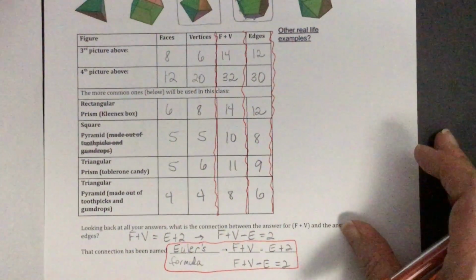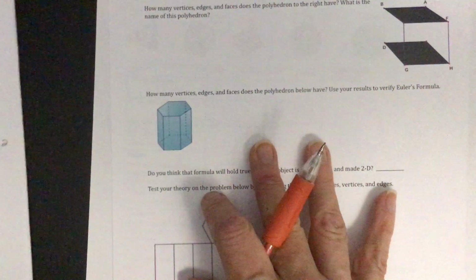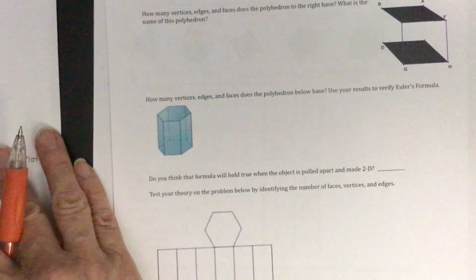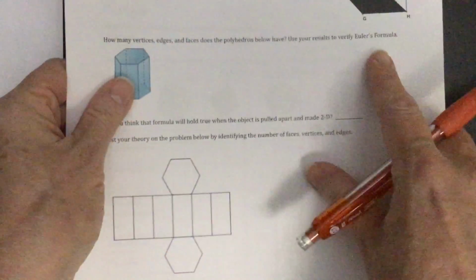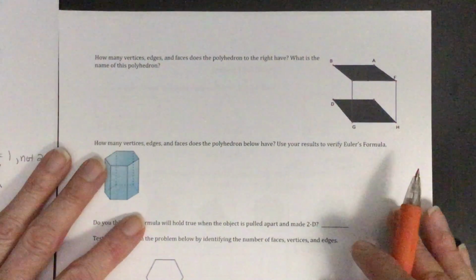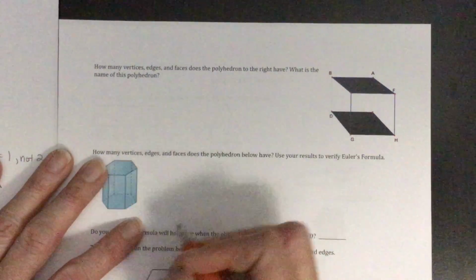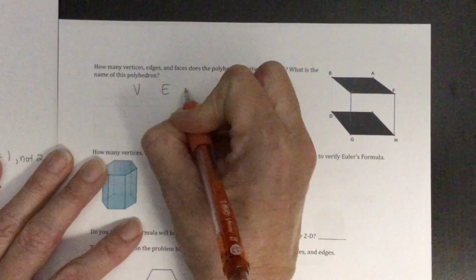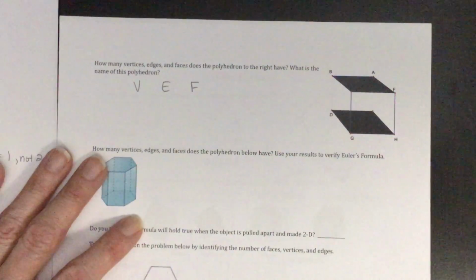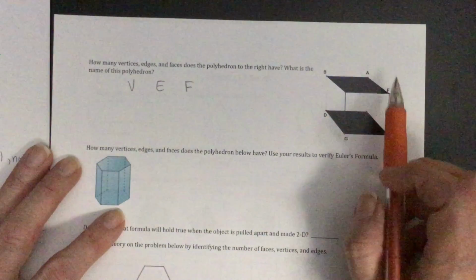Now let's do a little bit of practice just using it. Okay, so we're going to start with this three-dimensional figure up here. It says, how many vertices, edges, and faces does the polyhedron to the right have? What is the name of this polyhedron? Okay, so let's see. Vertices, edges, faces. Okay, so let's start with vertices. We're going to do this one together so that you can then do the next one yourself.